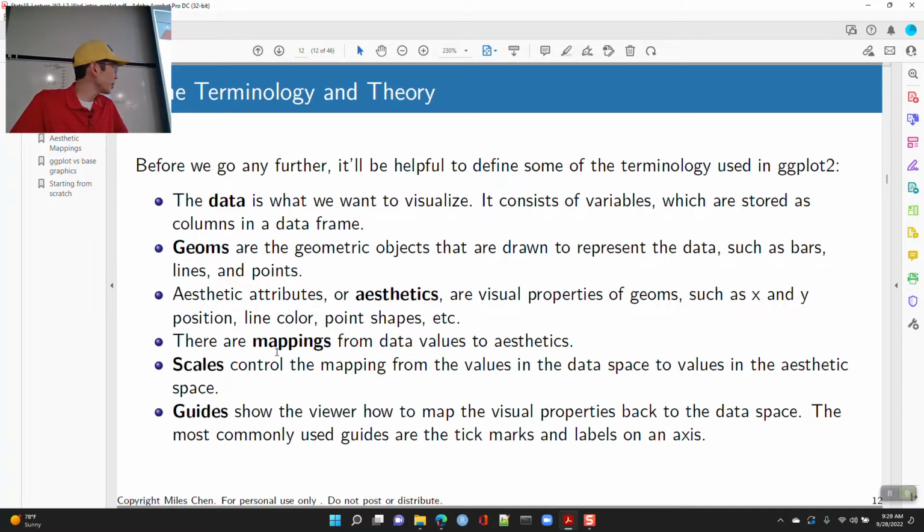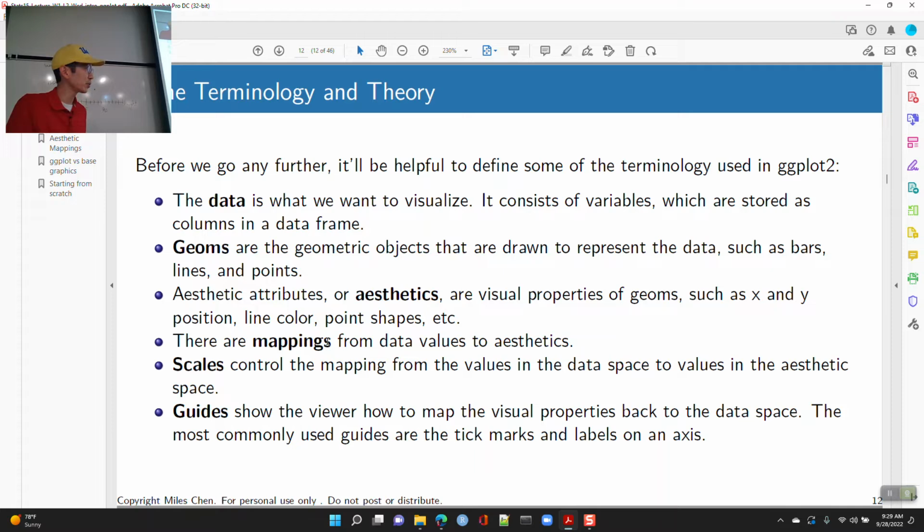And then the mapping is which data values or which variables correspond to which of these visual aesthetics. Okay, so that's the part that goes into producing it. And then I guess the important part is being able to view and understand it. You have scales. Scales map values in the data space to the values in the aesthetic space.